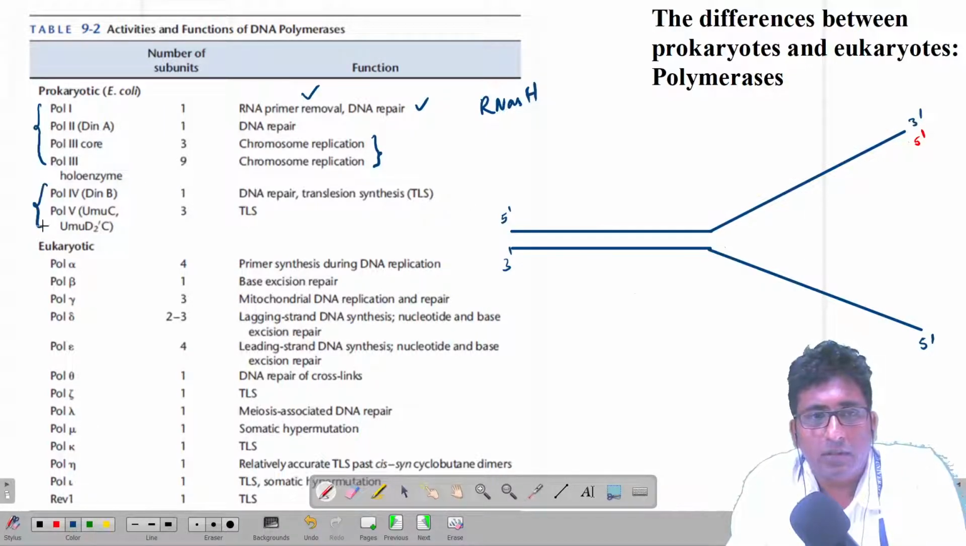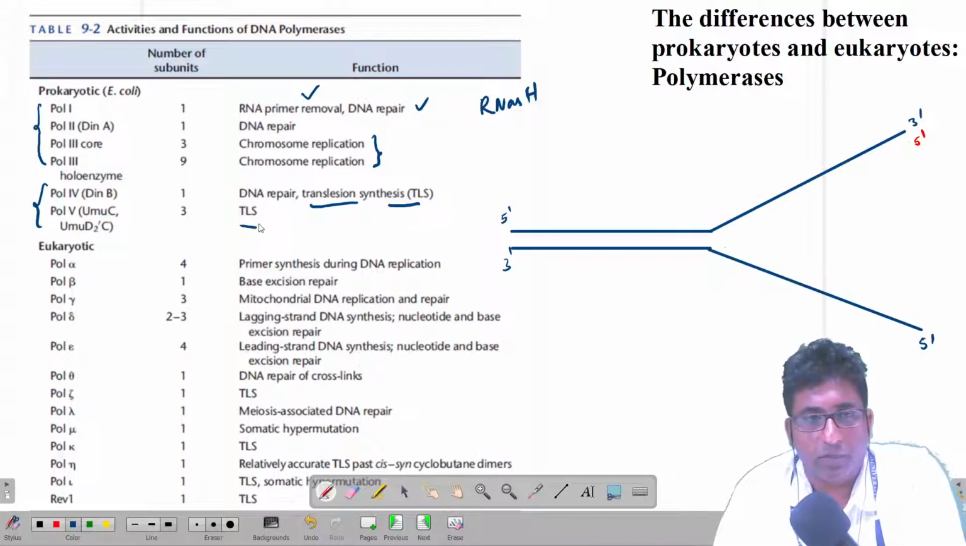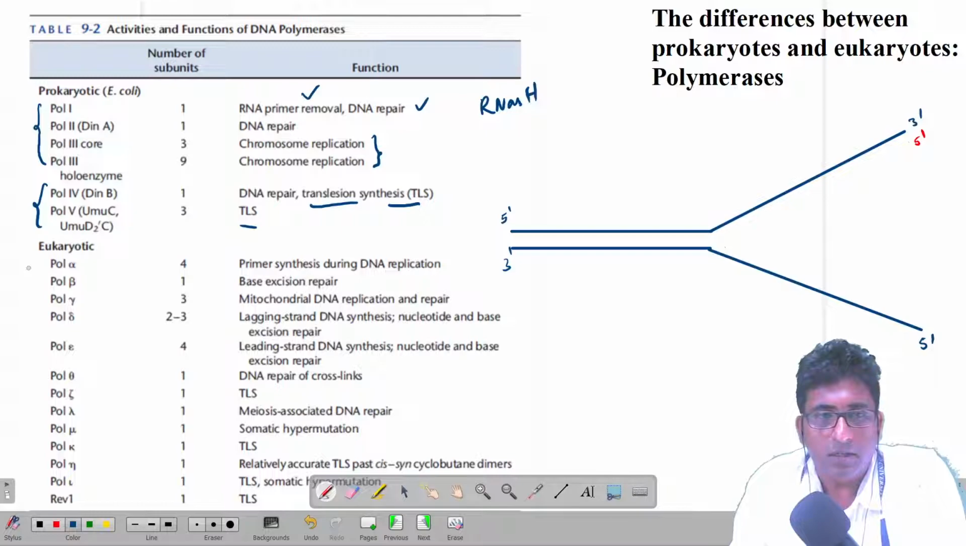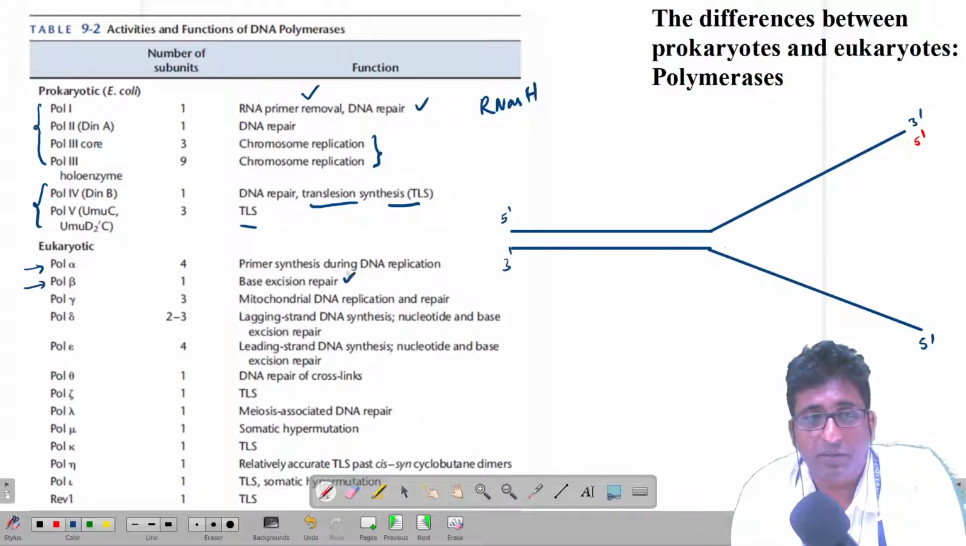There are also 2 others, Pol 4 and Pol 5, which are involved in repair, like DNA polymerase 2. They are involved in translesion DNA synthesis, which we will discuss when we study repair. Comparing these with the complexity of DNA polymerases in the eukaryotic system, there are numerous of those. It's not just 5. So polymerase alpha, then we have beta, which is involved in base excision repair, then gamma, delta, epsilon, theta, etc. The majority of replication is done by delta and epsilon.